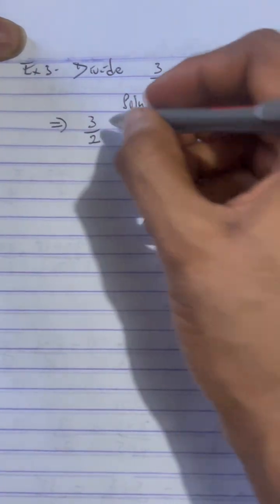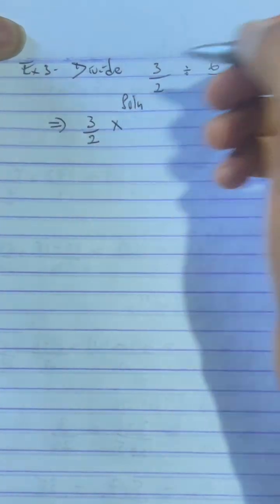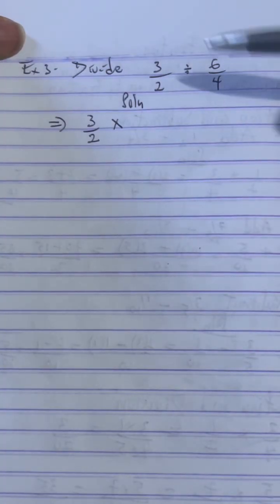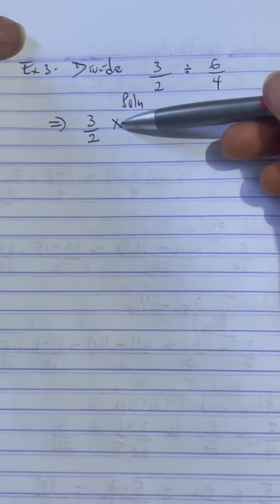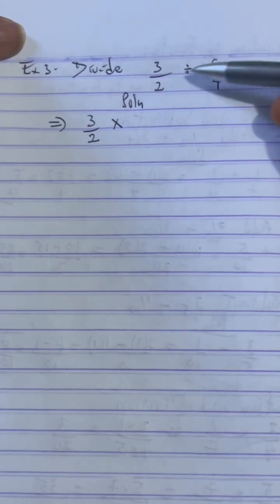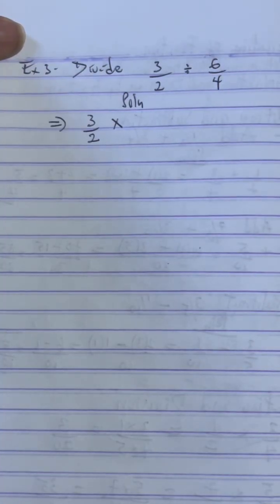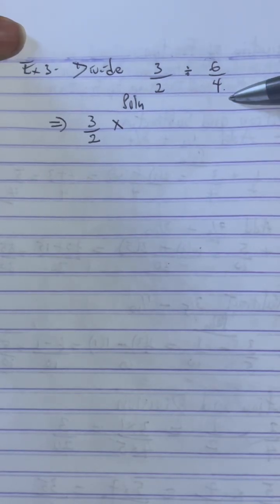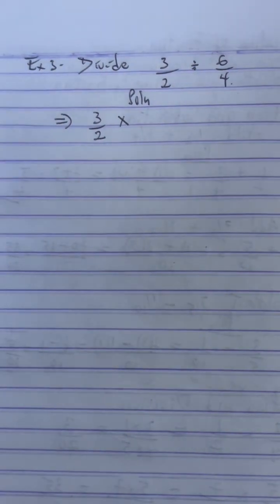When dividing, look at what happens now. You have your 3 over 2. Your division sign will automatically change to multiplication, I mean to times. The division sign automatically changes to a multiplication sign, and the fraction immediately after your division sign reciprocates. When we say reciprocate, it simply means what is down comes up, what is up comes down. There'll be a switch in position.